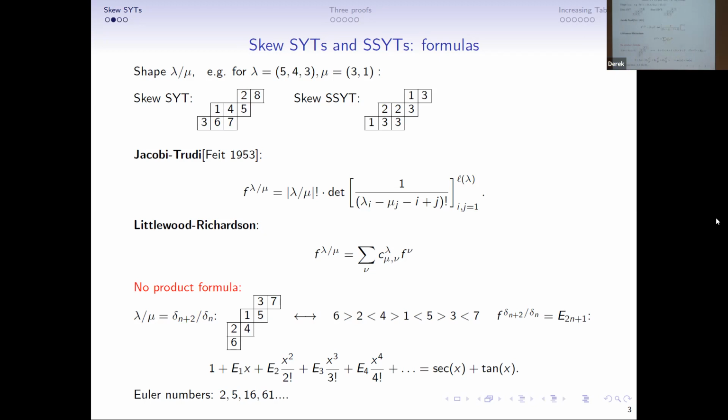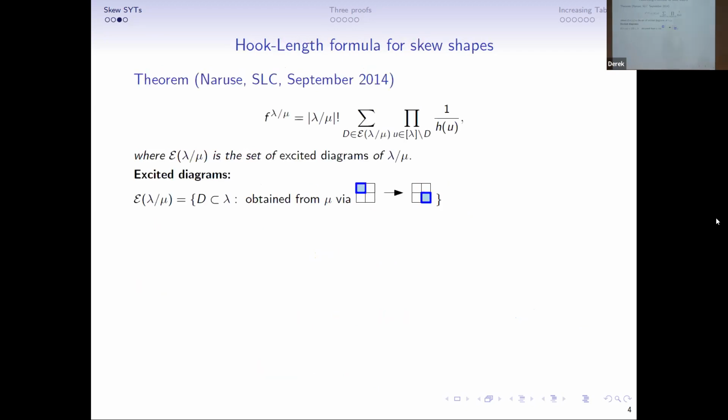All right, so what can we do? Here is another formula, relatively recent, which was presented by Hiroshi Naruse at the SLC conference, and it says that the number of standard Young tableaux of shape lambda over mu is equal to n factorial, n being the number of boxes, times the sum over something called excited diagrams. For each of these excited diagrams, we take the product of the hook lengths, as in here.